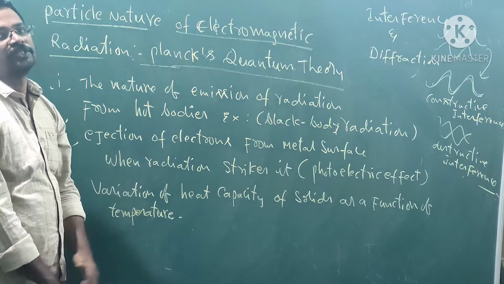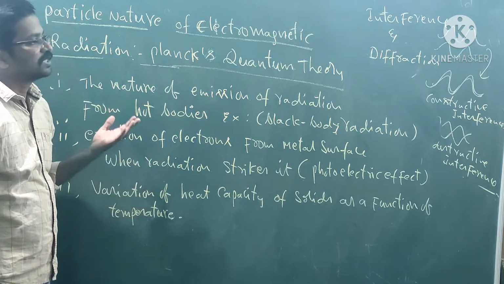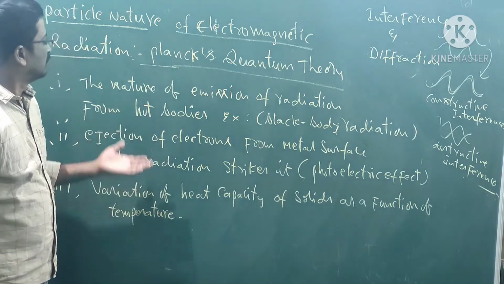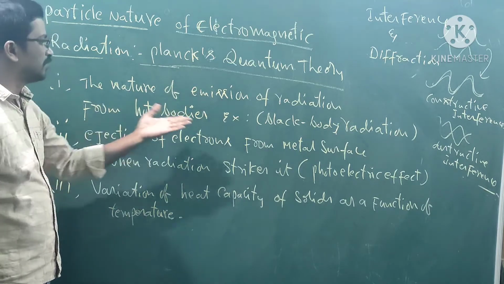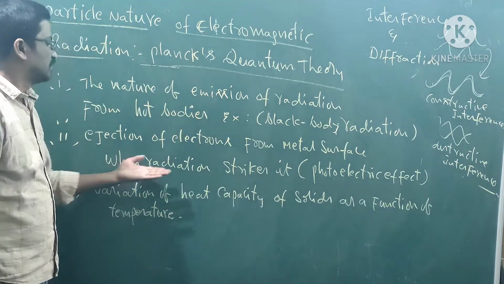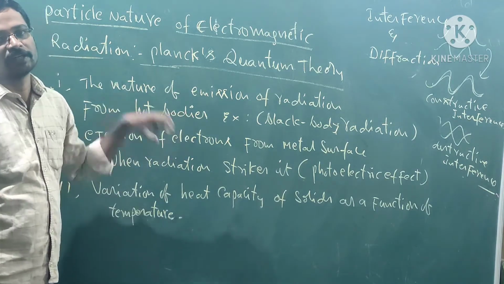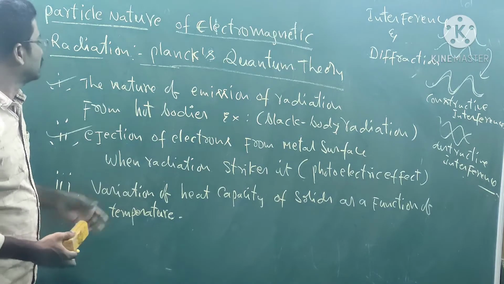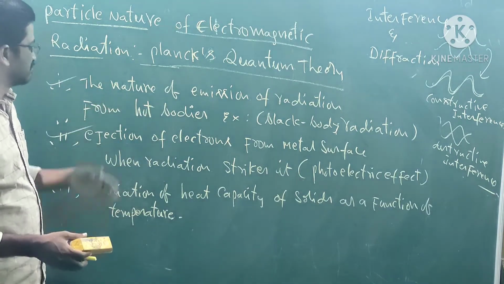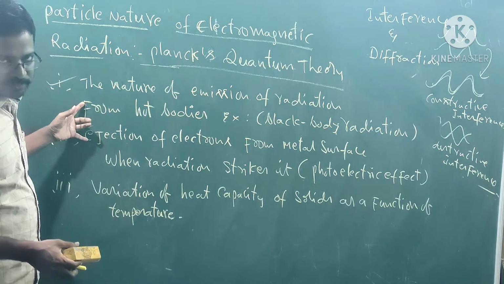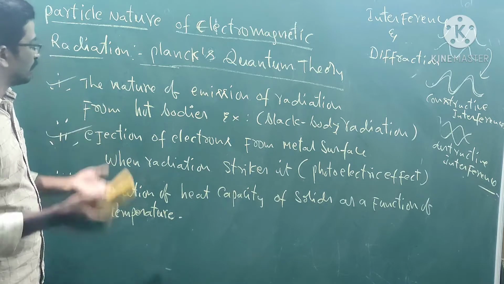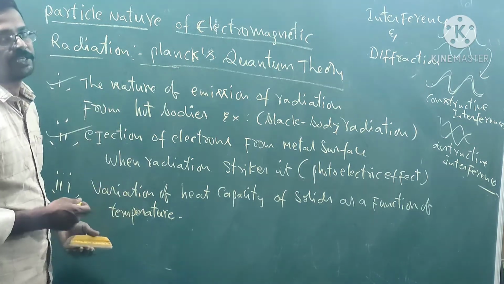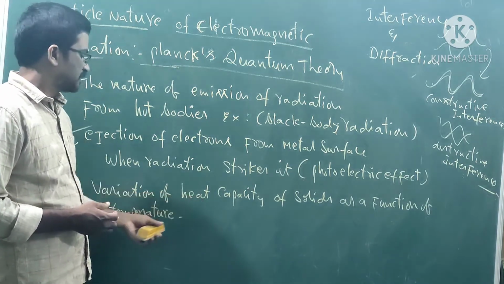Let us look into this concept in detail. How did he succeed in explaining the nature of emission of radiation from hot bodies, and next the ejection of electrons from the metal surface? In the atomic structure concept, we only consider these two concepts. We can explain them one by one: the emission of radiation from hot bodies, then the photoelectric effect. These two are in our syllabus, and we focus only on these two concepts with experimental details in the atomic structure concept. The other one is not present in our syllabus.